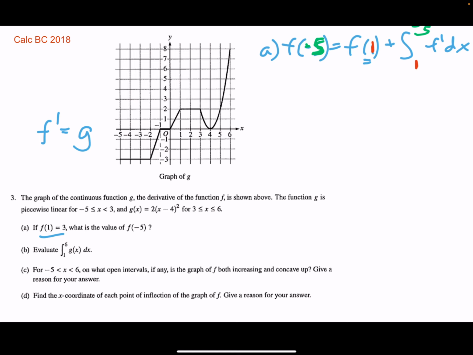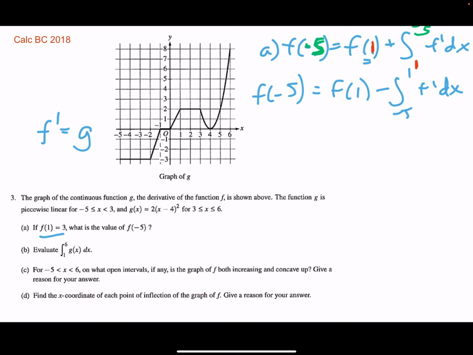Now the next thing you need to notice is that this integral is backwards, that I'm supposed to go from 1 to negative 5. Well, that means that instead of adding on that integral, I'm going to subtract the integral from negative 5 to positive 1. It's a different way of looking at it from what I've been encouraging, but it might be an easier way for you guys to see it.